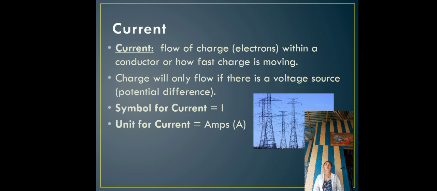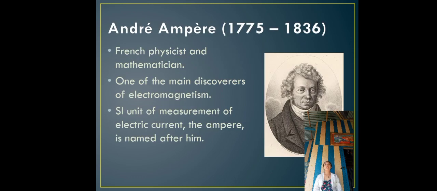So the symbol for current is I. The unit for current is amperes or A. The unit is named after Andre Ampere, who lived from 1775 to 1836. He was a French physicist and mathematician, and one of the main discoverers of electromagnetism. The ampere, the unit of measurement of electric current, is named after him.